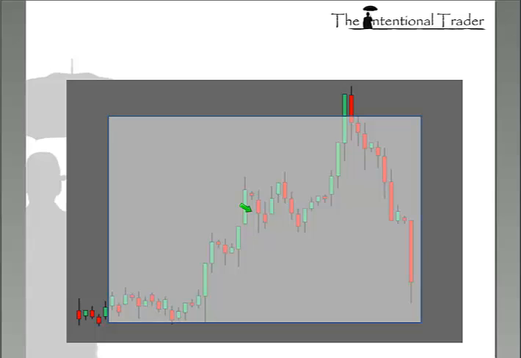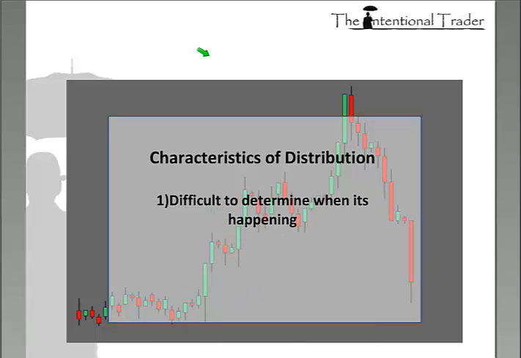All right, so now let's talk about the characteristics of distribution. First we have accumulation, then we have the markup phase, and now we want to see the distribution phase. What are some of the characteristics of the distribution phase? They're going to start offloading some of what they've been acquiring. They're going to start offloading it for a profit.